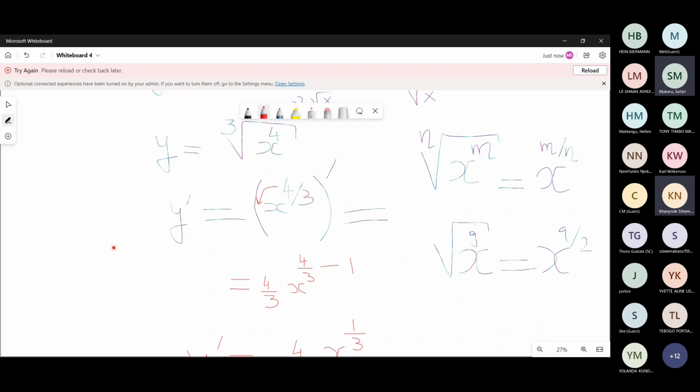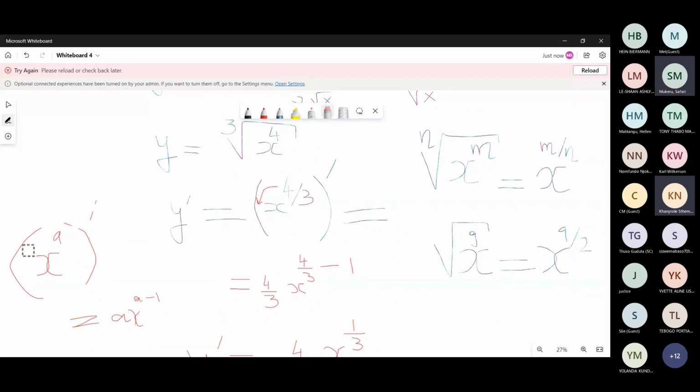Now we take this number. Remember the power rule: x power a. How do you compute this derivative? Answer my question, please. What is the derivative of x power a? a times x to the power a minus 1. You see? Simple like that. And what is the final answer? Good.